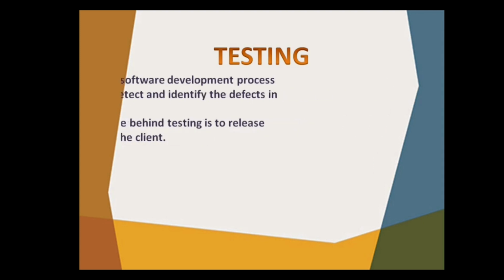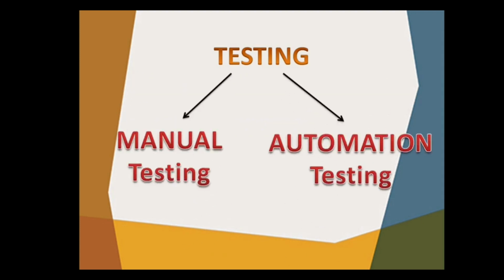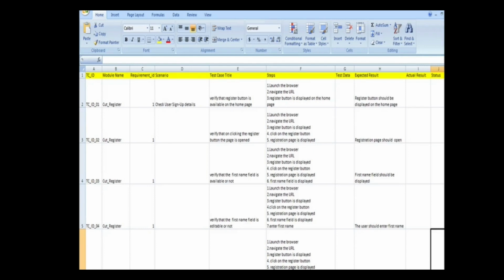Now, what are defects? Let me show you this document. This is a test case document. We have the test case ID, the module name, the requirement ID, scenario, test case title, steps, test data, expected result, actual result, and status. Now here you see expected result and actual result, right? When there is a difference between the expected result and actual result, it causes a defect.